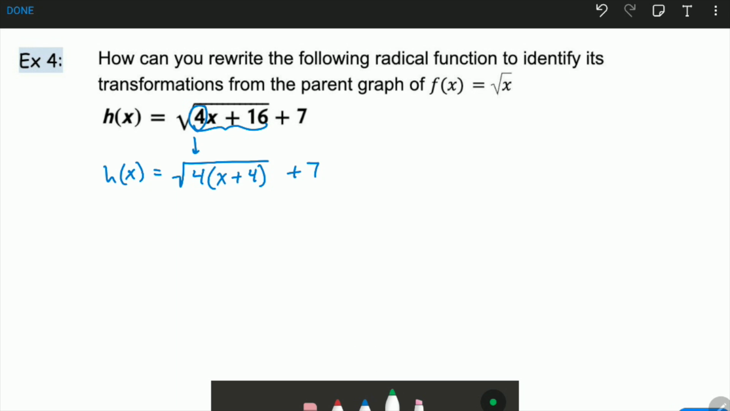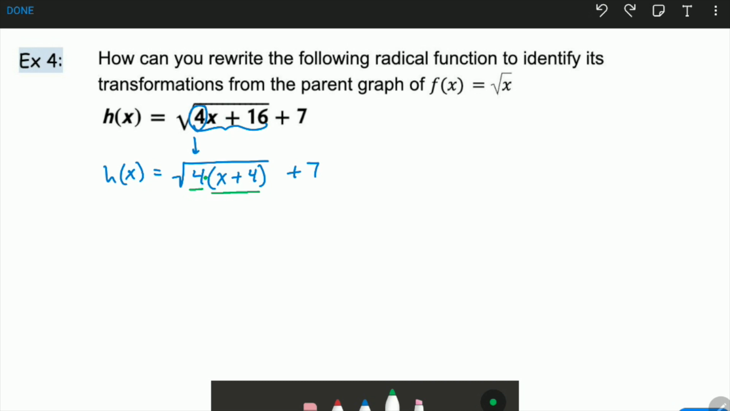Now, one of the properties of radicals says that if you have two things connected by multiplication inside the radical, we can separate them into two separate radicals. Since the 4 and the x plus 4 are now just connected by multiplication, we can separate them into two separate radicals. We could not do that before because even though there was multiplication here, that particular set of multiplication was connected to something else by addition.